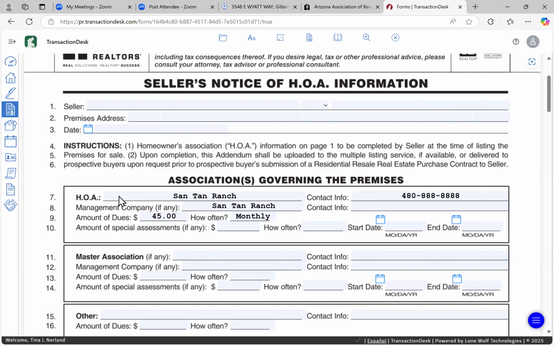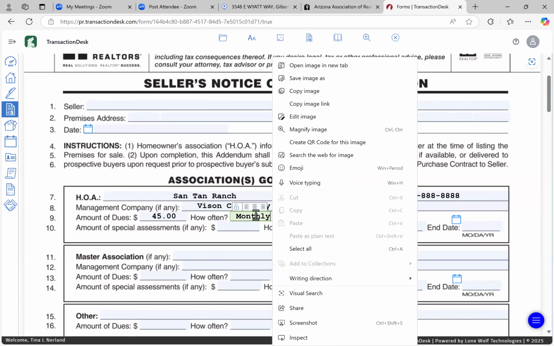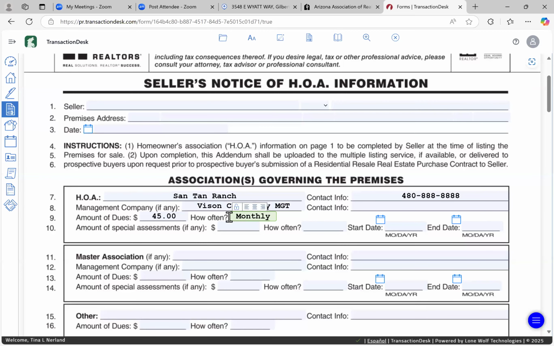The seller is going to contact the HOA and get all this information. So what is the HOA name, their contact number, and if there is a name other than the HOA, whatever the management company is, like I think our company is Vision Community Management, it might say something like that. A contact number if it's different from the HOA number. The dues: are they paid monthly, quarterly, semi-annually, or, sorry, once a year? You just need to notate what they are.